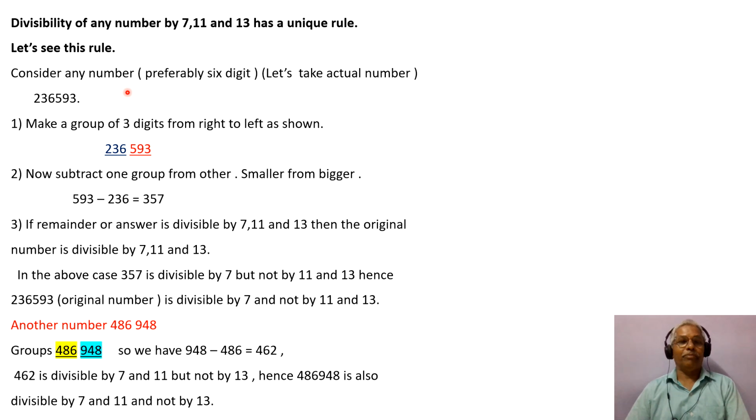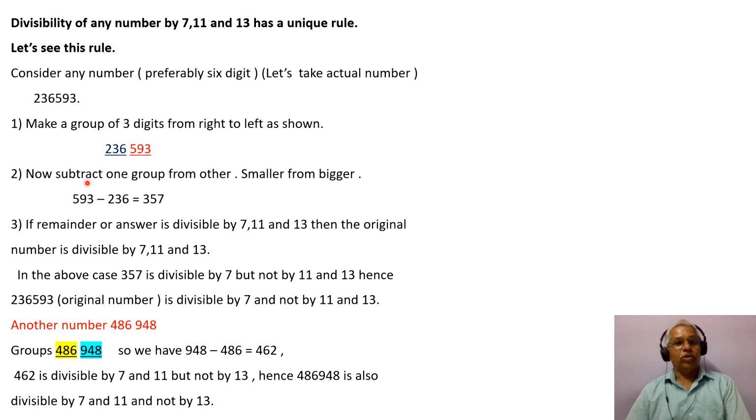Consider any number, preferably a 6-digit number. Let us take an actual number. We have selected the number 236593. So after getting this number, we will see the rule. First one, make a group of 3 digits from right to left as shown. So write the number here and make groups of 3 digits. First write 3: so 593 is one group, and 236 is another group.